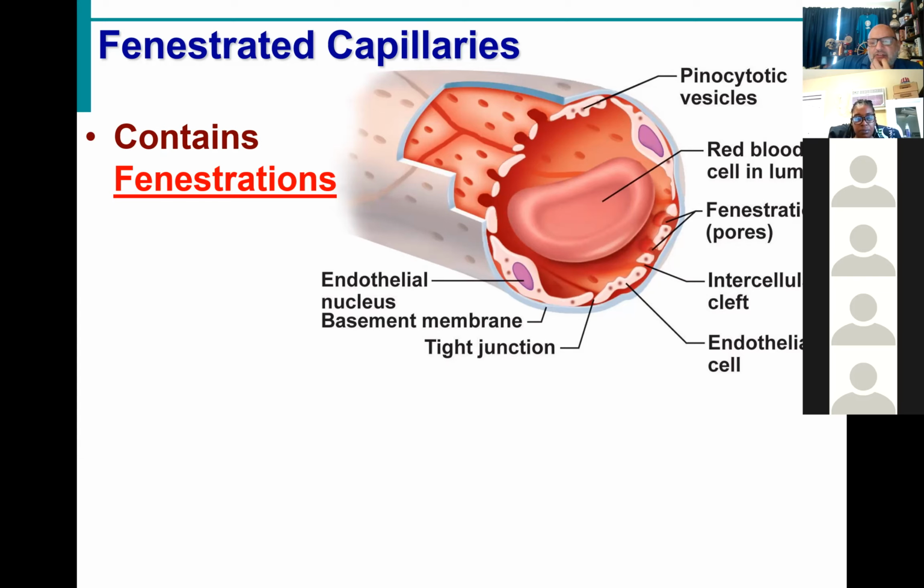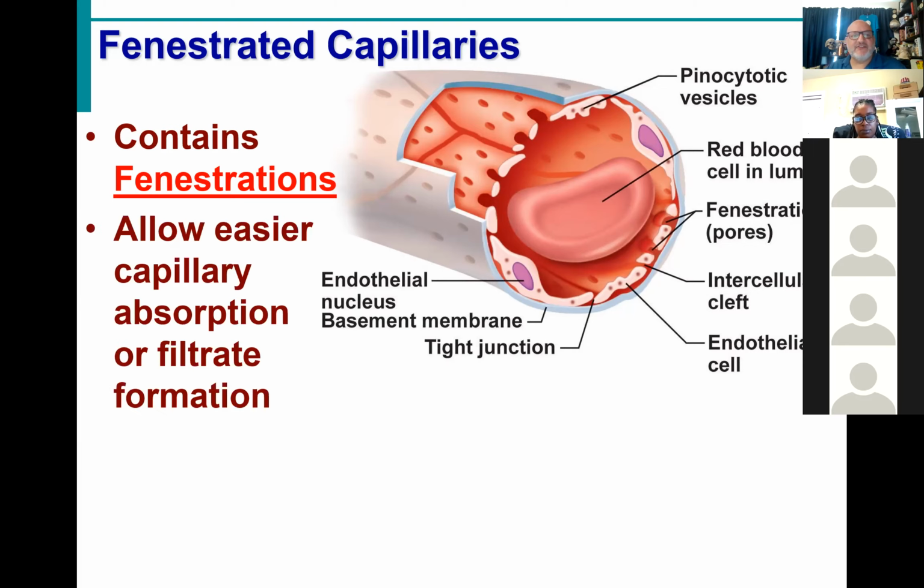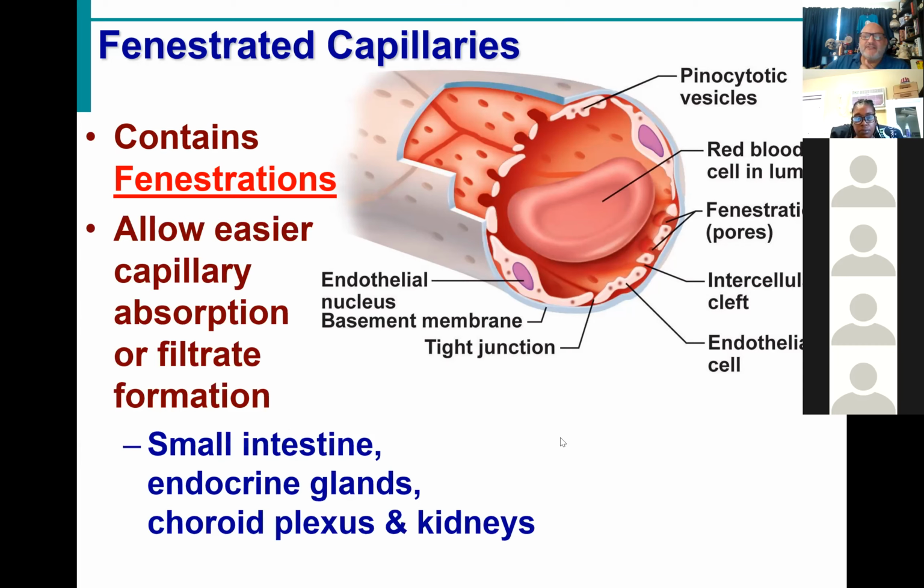Anyone think of any place else where we might want to get big things into or out of the blood? Small intestines. Small intestine. Right, in our digestive system, absolutely. Right, so places like our small intestine, places like some of our endocrine glands, our kidneys, our choroid plexus. What's the choroid plexus again?